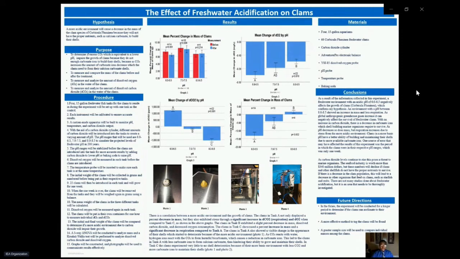There could very well be one day where somebody walks into their local restaurant and asks for clams or oysters or any other kind of freshwater or even saltwater organism, but they can't get any because they're all gone. This is one of the reasons why I think this project is important and why freshwater acidification deserves to be further studied.